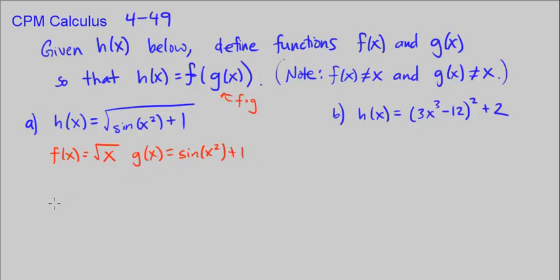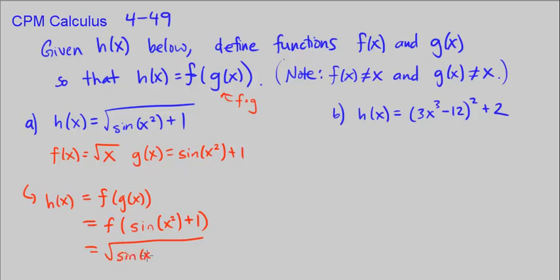Then checking, h of x is equal to f of g of x, which is f of sine of x squared plus 1. That plugs this whole input into our f of x, giving the square root of sine of x squared plus 1. So that works out. These work.